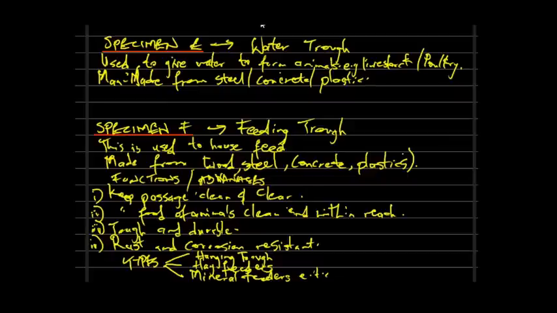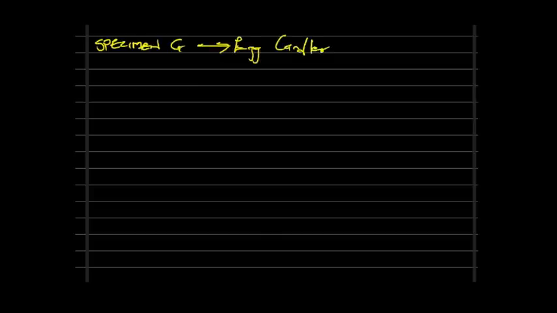So let us move to the next specimen now, which is our specimen G, that is our egg candler. The egg candler. So what is an egg candler and what is it used for? The egg candler is actually an instrument that helps to detect if a particular egg is viable.